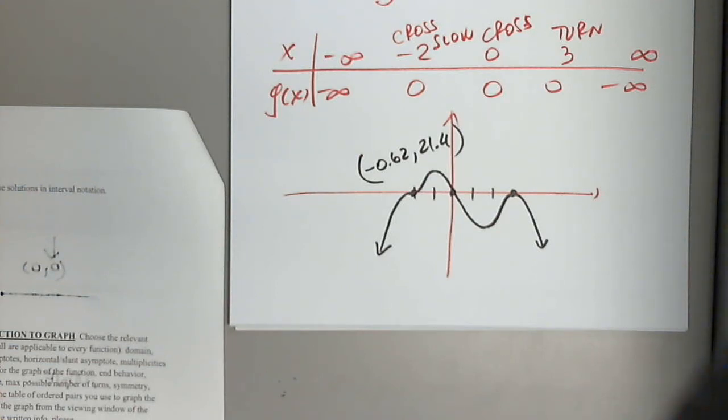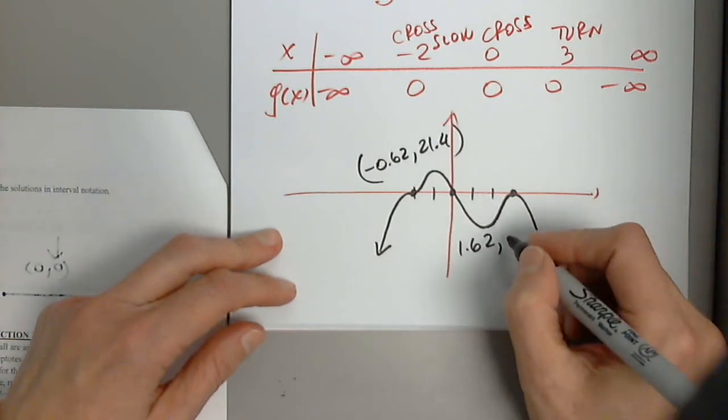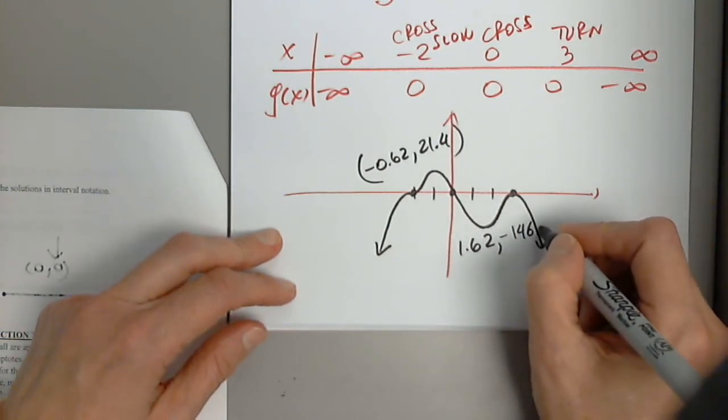Second and calc, I messed up something. Okay, I want the minimum, which is 3. The left bound is 0, and then 3, and then enter. Okay, so 1.62, comma, negative 146.4.